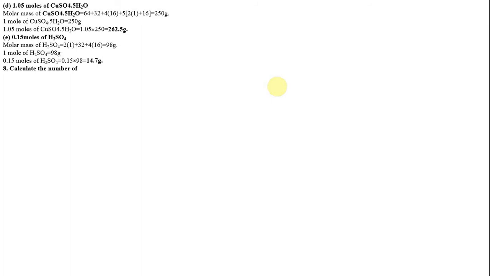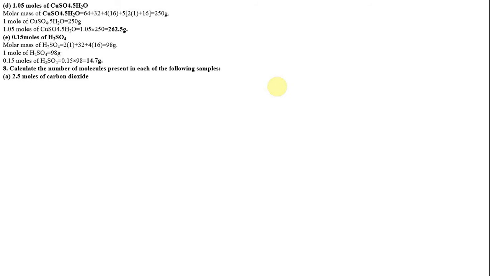Now let's move to question number 8. Calculate the number of molecules present in each of the following samples. I will discuss only one or two parts. Rest other you will solve by yourself. If you have any query, you will comment in the comment box, and I will be able to solve your queries.